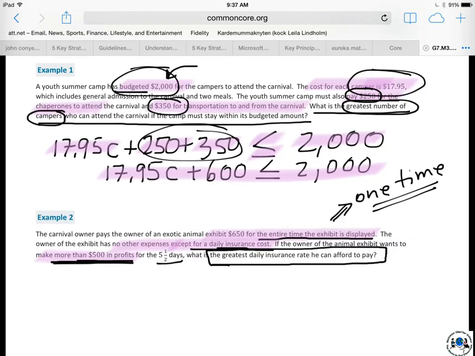Okay, so a little bit different twist on all of this. It's not the number of people, which the last two examples talked about, but the greatest amount of money he could pay daily for insurance. This one may be a little bit trickier, but go ahead and take all these little pieces, this piece, this piece, this piece, and put it together and create an inequality. Okay, and come on back.